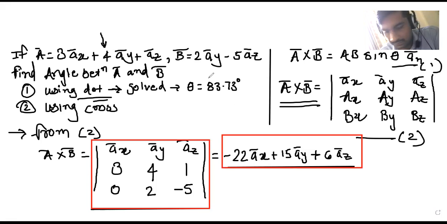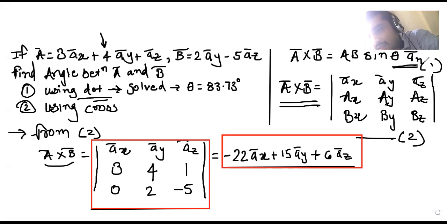Right, so this way you will get the actual cross product. A bar cross B bar is equal to this one, right? Now we have to use the second definition. How will you use the second definition now? See, the second definition is A bar cross B bar is equal to AB sin theta A bar n. Now any vector, we can write it, for this case I'm writing it for sin theta.